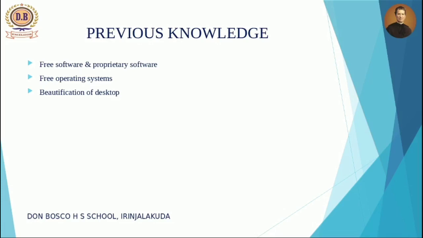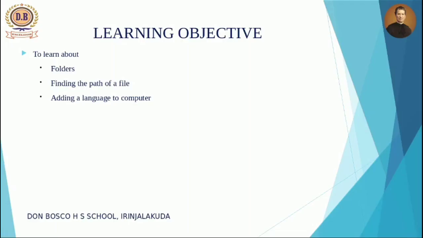Then we have learned about beautification of desktop, how to change the desktop background. Right click the mouse on the desktop, select the option change background, then click the background tab. Then from the wallpapers and pictures tab, we can select the required picture, then click on the select button. Today we are going to move on to the last topics of this chapter. So let's see the learning objectives. Today we are going to learn about folders, how to find the path of a file, then how to add a language to the computer.